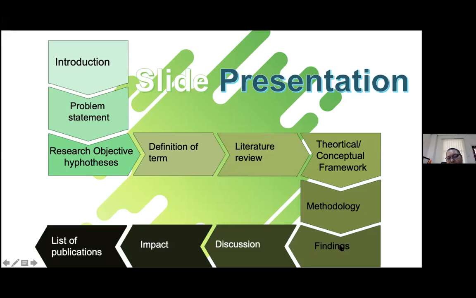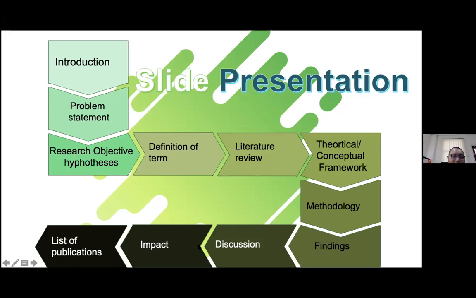Then findings and discussion. You need to differentiate between findings and discussion. Findings is when you tabulate your output. Discussion is where you elaborate based on your findings. For most students, the discussion and findings are the same, and the discussion is just a summary of the findings. That is wrong. Discussion is different from findings. You need to differentiate between these two.